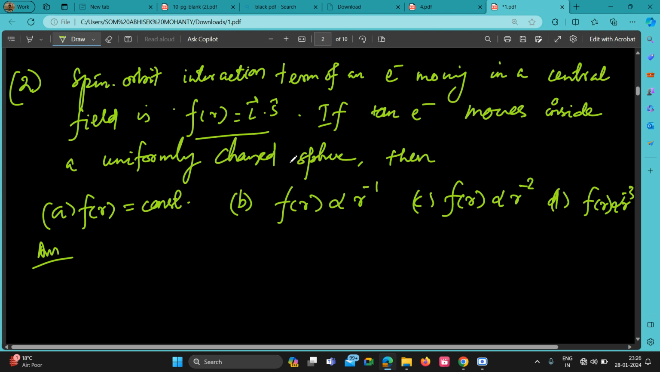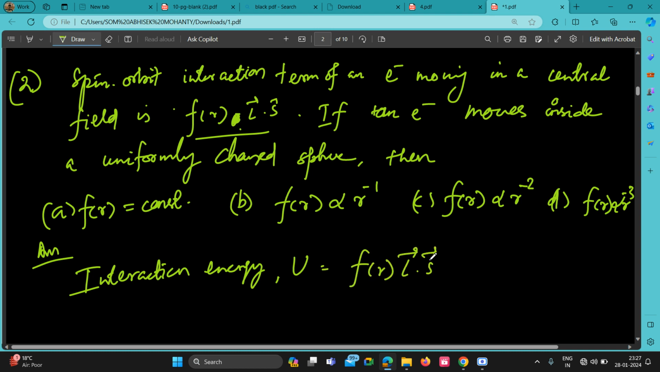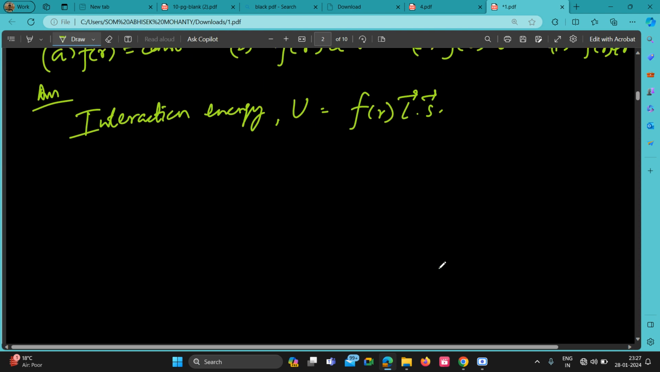If you see, what is the interaction energy or central potential? The interaction energy U is equal to f(r) L dot S, as given. Where for a central potential, what is f(r)?